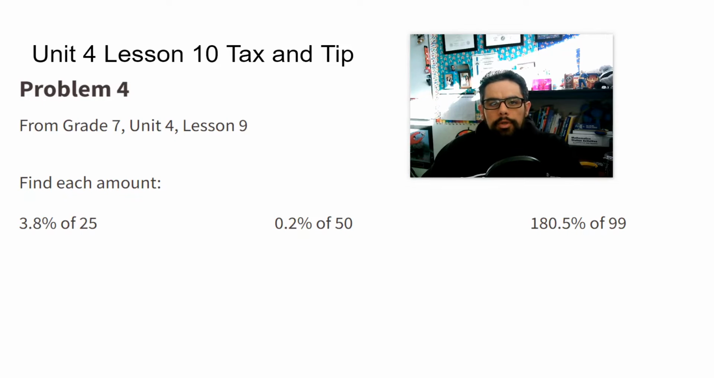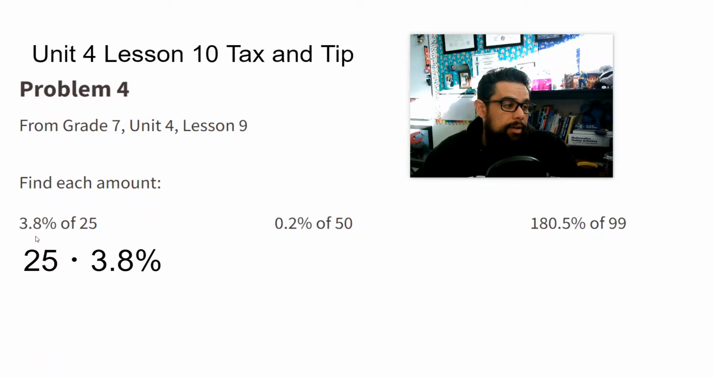Here, and we're going to go over Unit 4, Lesson 10, practice problem number 4. Find each amount, and we have different percents of different numbers. So what we're going to do here is just review how to find the percent of a number, and here we have to pay extra attention because all the percents are decimal numbers, and the third one is a percent more than 100%. So just remember the basic idea here is when you are looking for the percent of a number, you are going to multiply by the percent.